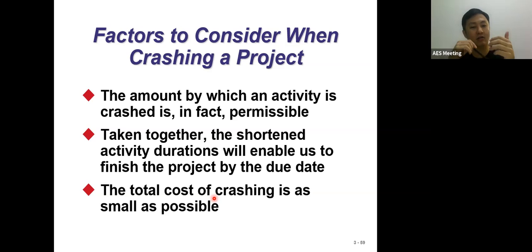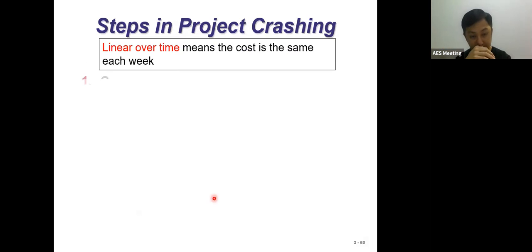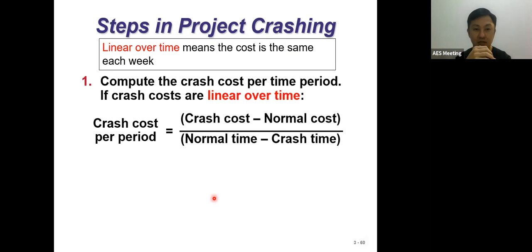The total crash cost: when we try to reduce from 15 weeks to 14 weeks, we reduce 1 week, and that reduction of 1 week usually involves additional cost. So this total crash cost should be minimum. This is about the step-by-step in project crashing.